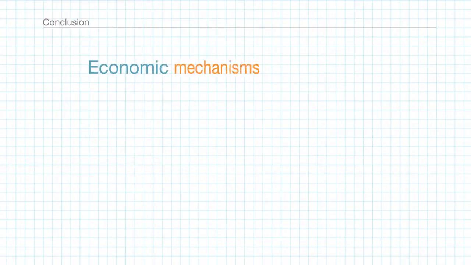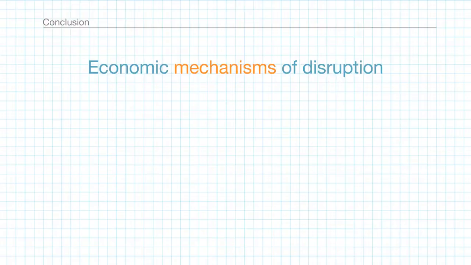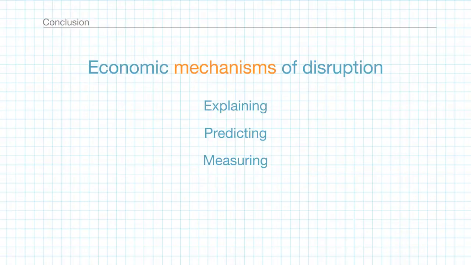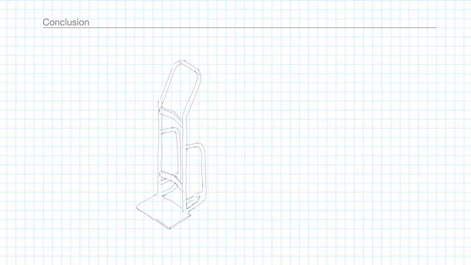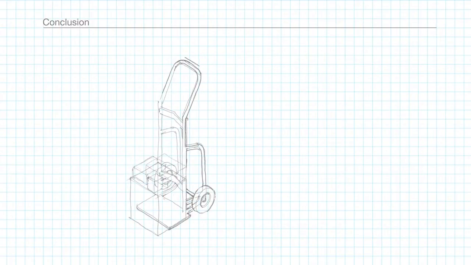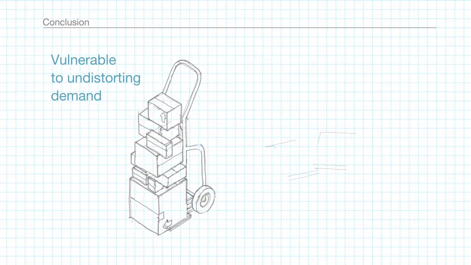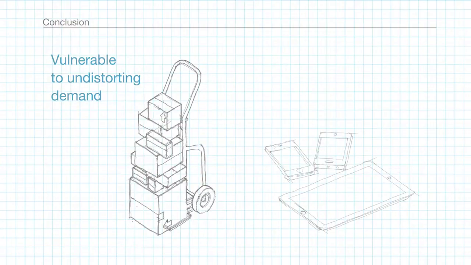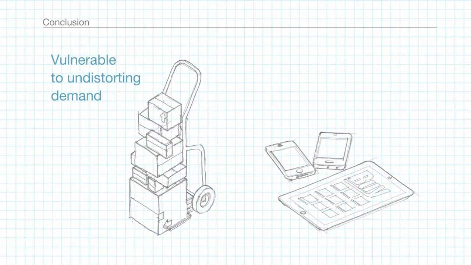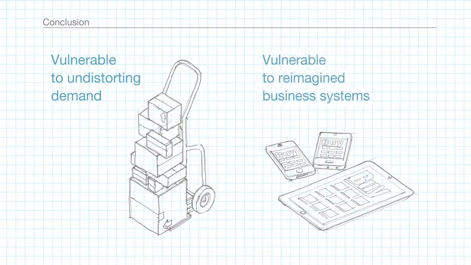By identifying the economic mechanisms of disruption, you're going to be better at not only explaining what's happening in your industry, but predicting and measuring your level of vulnerability and understanding where it's coming from. For example, if you cross-subsidize a lot of customers, if your customers have to buy the whole thing for the one bit they want, or if they can't get the product where and when they want it, you might be vulnerable to undistorting demand. If you have high incidental cost, not directly tied to what customers value, a lot of waste from inaccuracy in the business system, or a process that can be fundamentally dephysicalized, then you might be vulnerable to reimagined business systems.